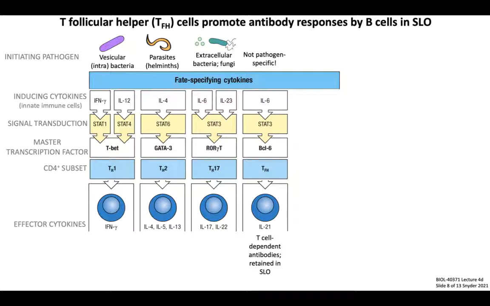This is important because the function of TFH cells is to provide T cell help via IL-21 secretion, and this helps B cells optimize their antibody responses, which we're going to learn more about next week. So it's worth noting that TFH cells are different from the other CD4 lineages presented here, since they're not associated with a certain type of pathogenic infection, and they're also retained in secondary lymphoid organs rather than trafficking to sites of infection.